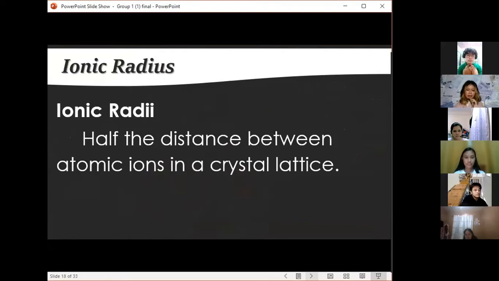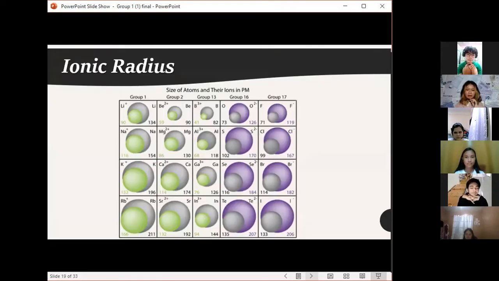An ionic radius is half the distance between the atomic ions in a crystal lattice. In a crystal lattice, there is an arrangement of ions in a three-dimensional space, and the addition and the removal of an electron can affect the size of an atom.